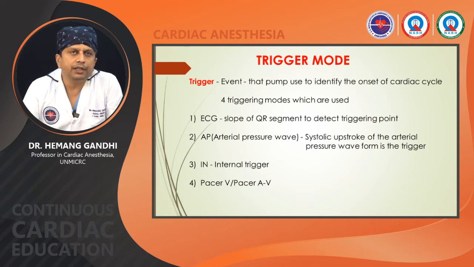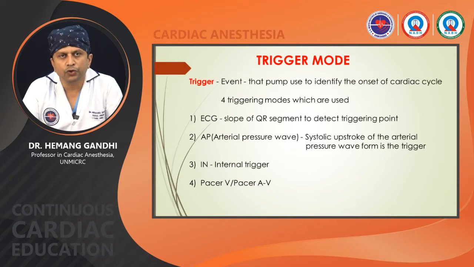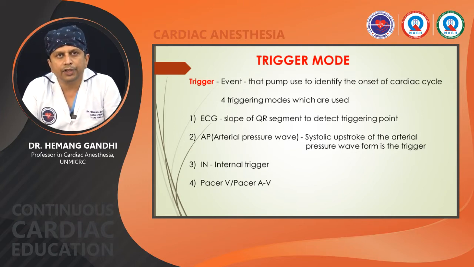With ECG, it uses the slope of the QRS segment to detect the triggering point. And in arterial pressure waveform, it uses the systolic upstroke of the arterial pressure waveform as a trigger. And the internal trigger we usually use when CPR is going on, so at a fixed internal rate the balloon gets inflation and deflation. And it also triggers with the pacing wave for ventricular pacing or AV sequential pacing.